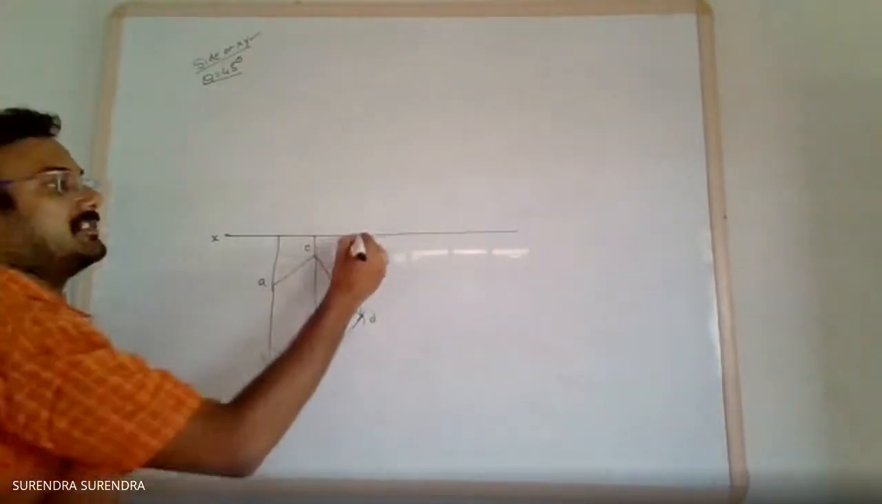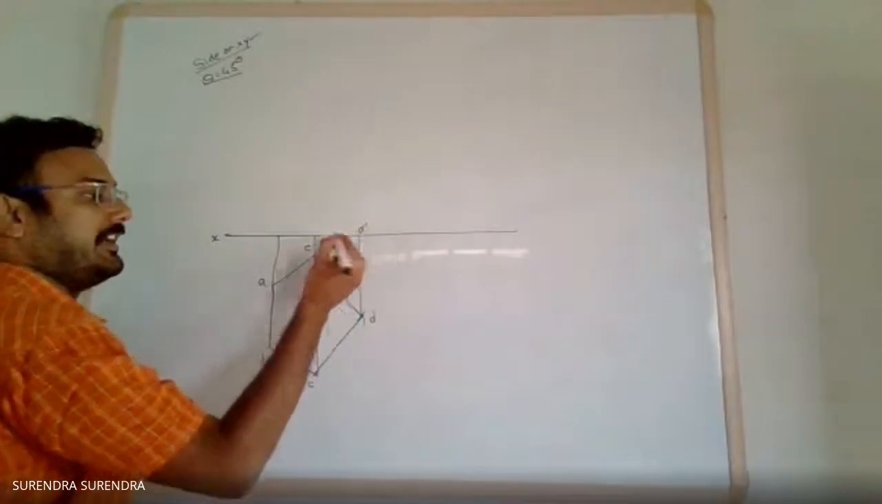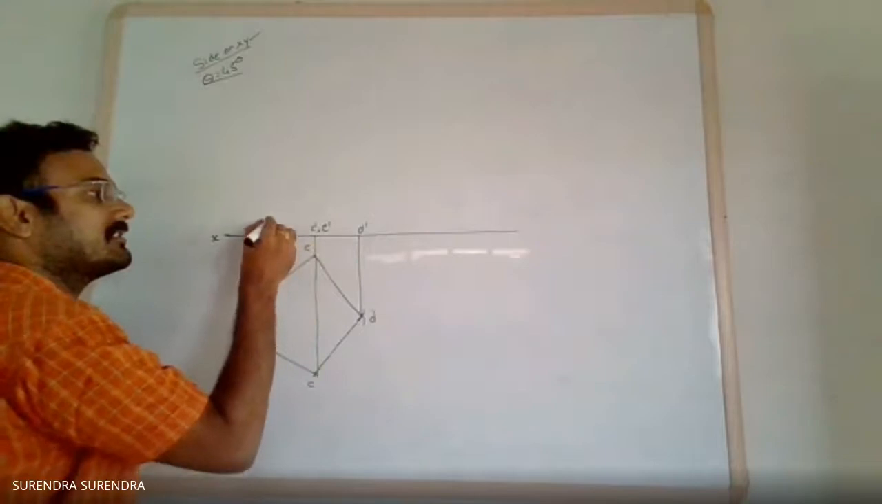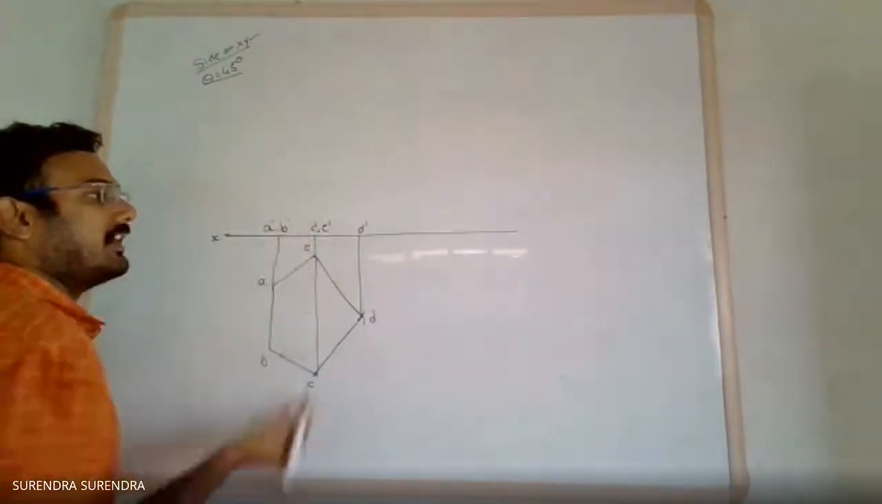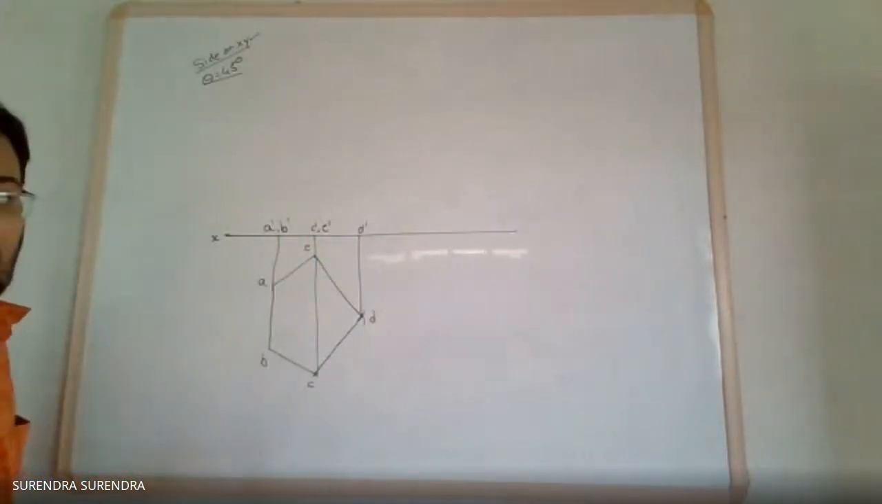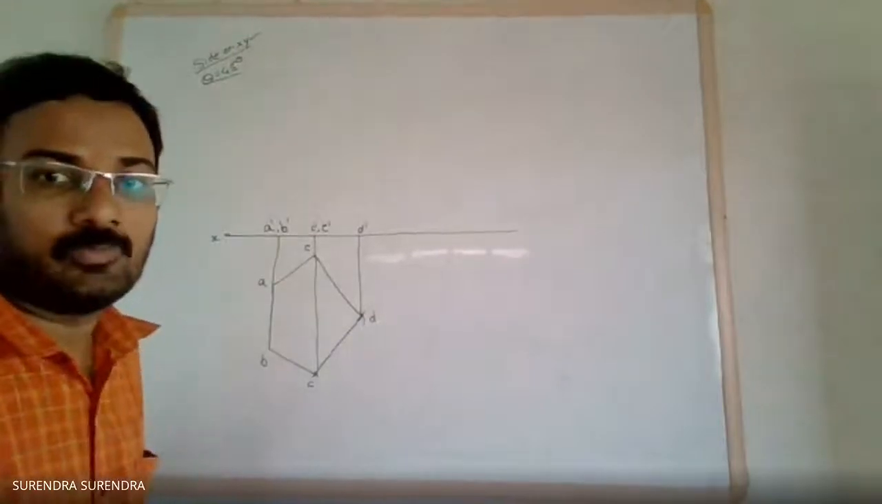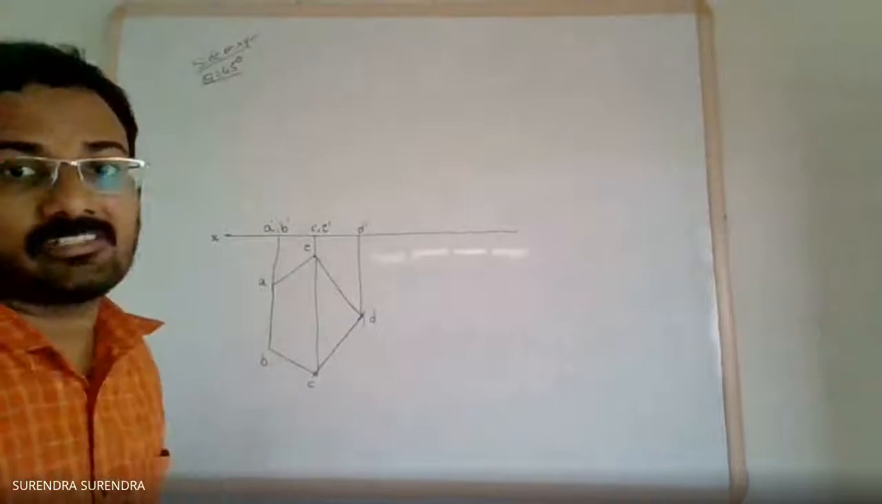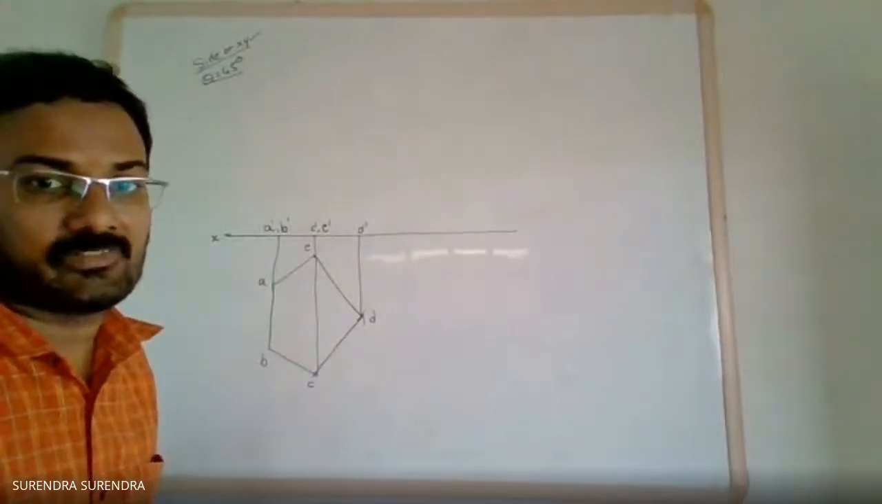Now, these are the points D dash, C dash, E dash, A dash, and B dash. A, B, C, D, E. Project all these points up to the XY line. Why up to the XY line? The side is on the XY line, as given. So, up to the XY line.